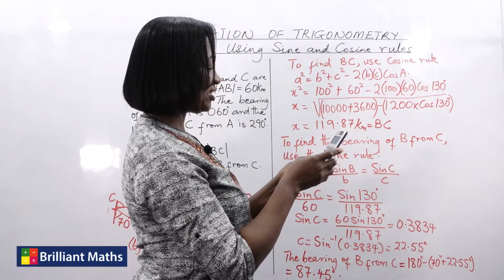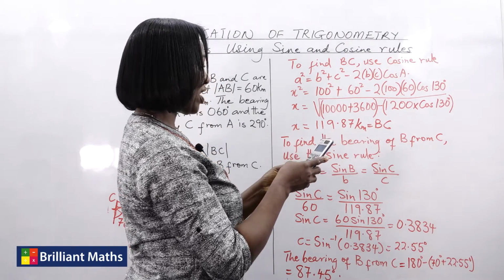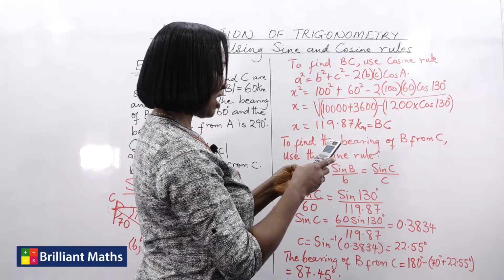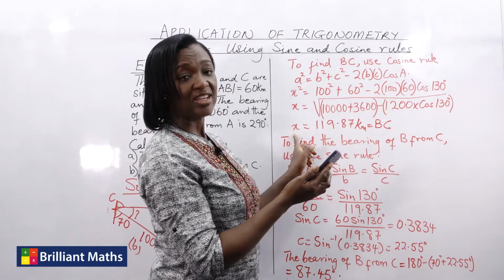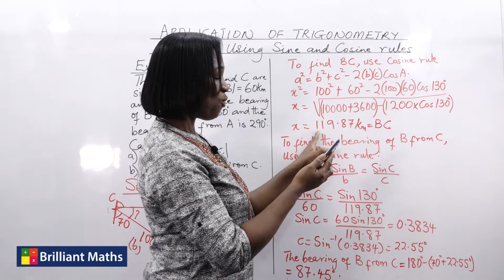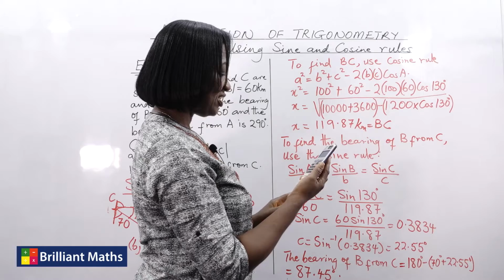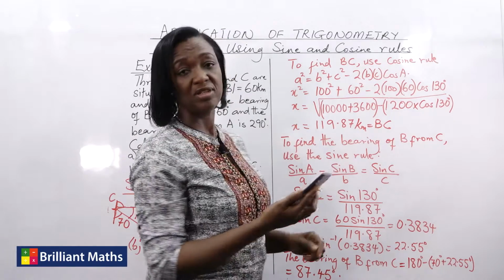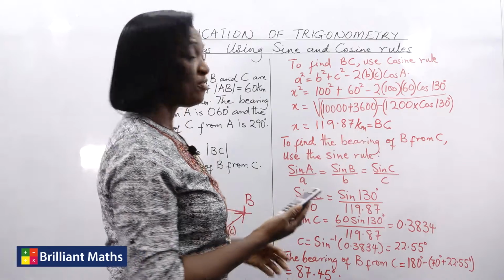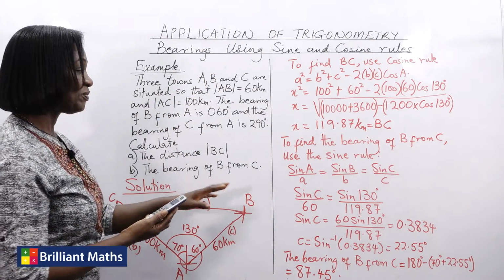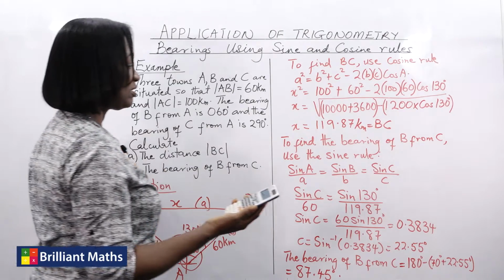You close your bracket and then you close the final bracket, and what will you get? It will give you x is equal to 119.87 kilometers. So that is the length of BC. So we have answered the first question.